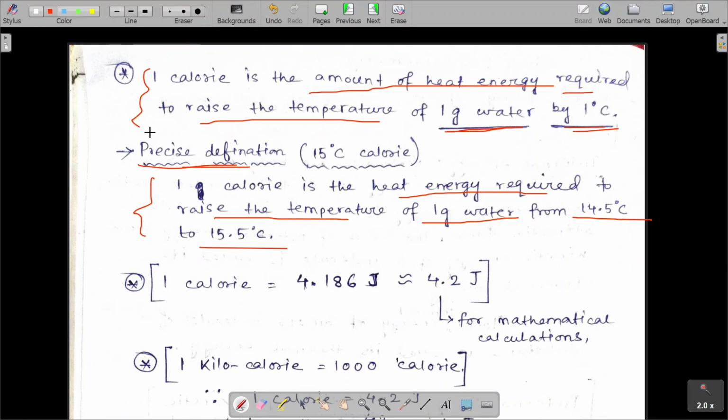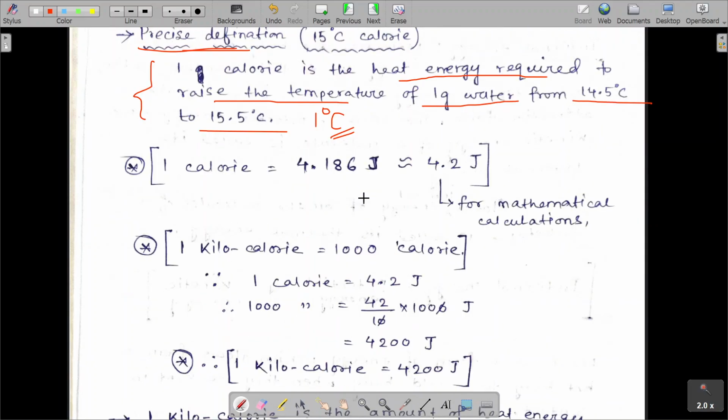This is almost the same, because the change is by 1 degree Celsius, from 14.5 degrees Celsius to 15.5 degrees Celsius. That means by 1 degree Celsius only. So this is a precise definition, and that is a general definition.